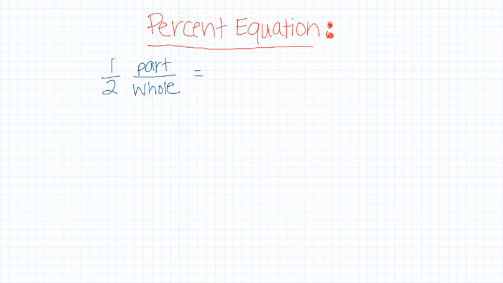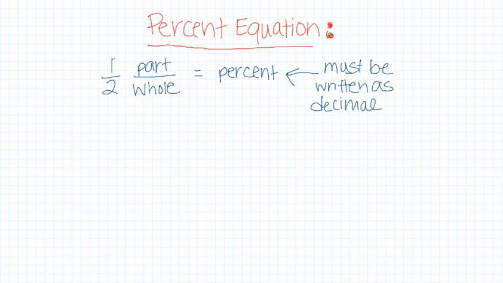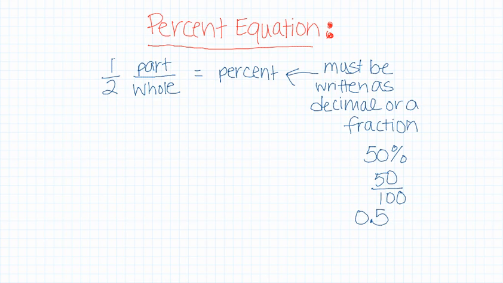Now we're just going to write it as a percent, and this must be written as a decimal or a fraction. So you cannot have, for example, 50%. You could have 50 over 100 if you wanted to, or you could have 0.5 if you wanted to, but this one you could not have. Alright, so let's erase that.